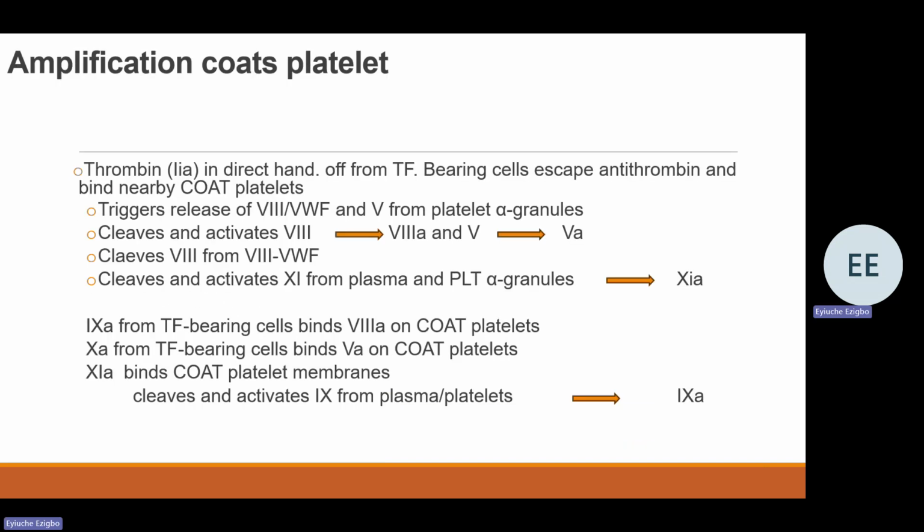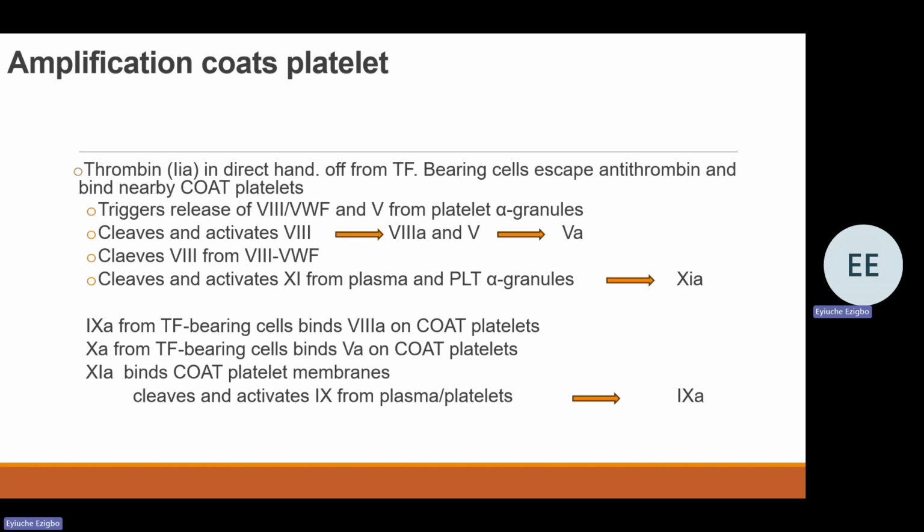So during amplification, thrombin, in a direct handoff from tissue factor-bearing cells, escapes from the antithrombin and binds nearby coat platelets. It triggers release of factor 8 from von Willebrand factor and factor 5 from platelet alpha granules. It cleaves and activates factor 8 to activated factor 8 and factor 5 to activated factor 5. It cleaves factor 8 from its complex with von Willebrand factor.